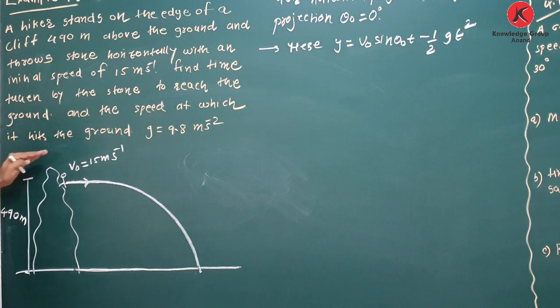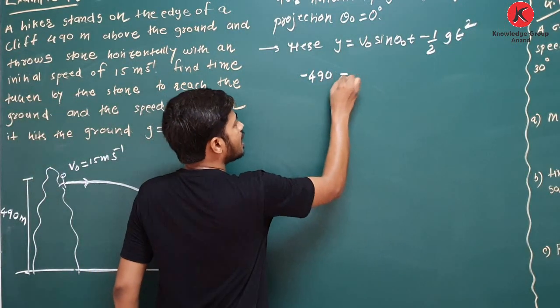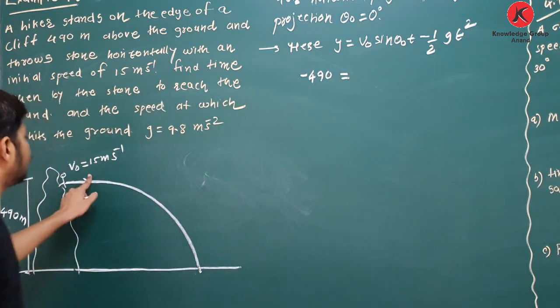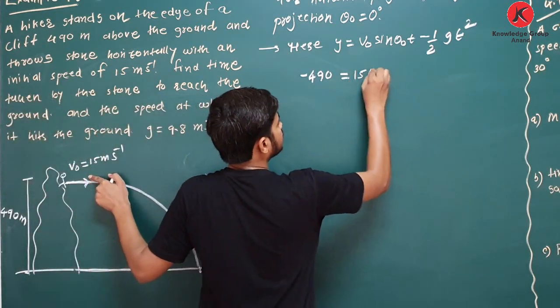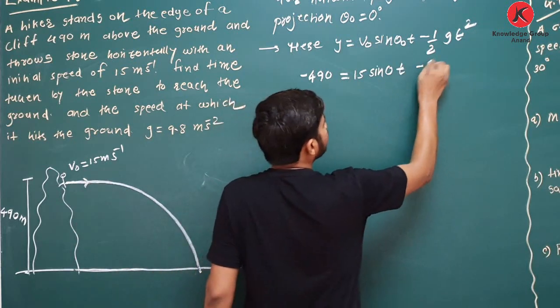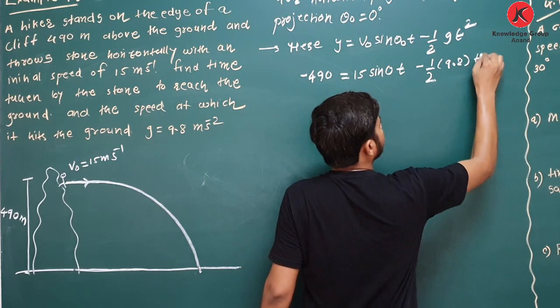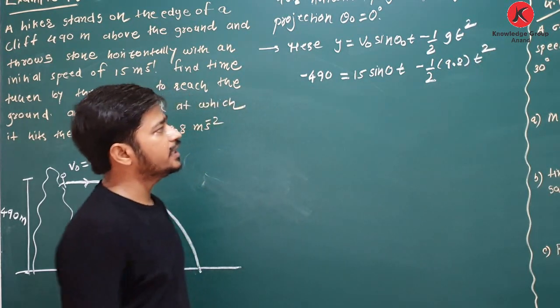490 meter, but the object is moving in the downward direction, so it is minus 490 is equal to, what is the initial speed v0? It is 15. Sine, what is the initial angle? 0. T, I don't know. Minus half, what is the value of g? 9.8. And here it is t square.